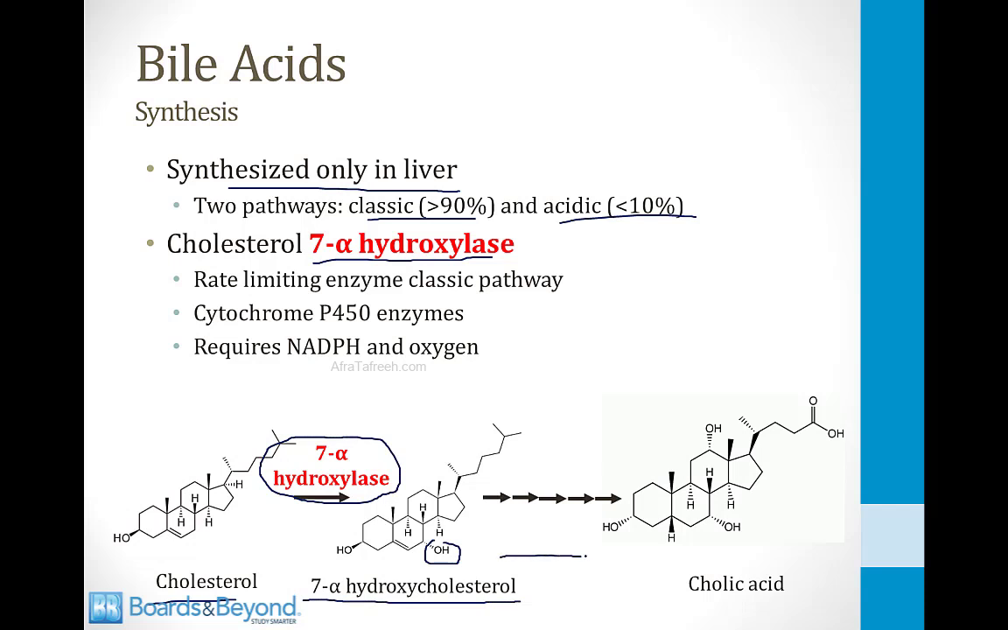There are then a series of steps in the liver which lead to the synthesis of bile acids like cholic acid. 7-alpha hydroxylase is a cytochrome P450 enzyme. It also requires NADPH from the HMP shunt. It also requires oxygen to function.